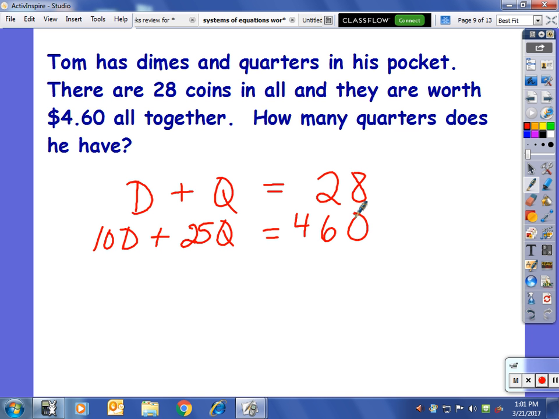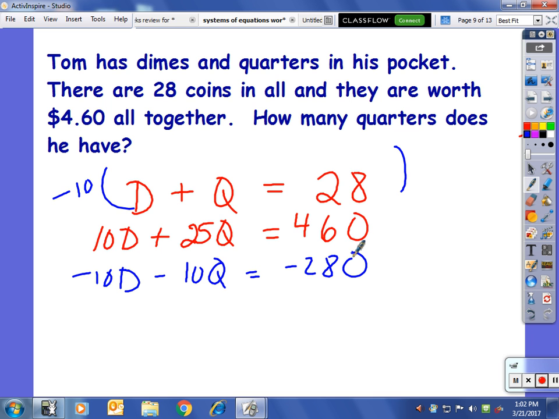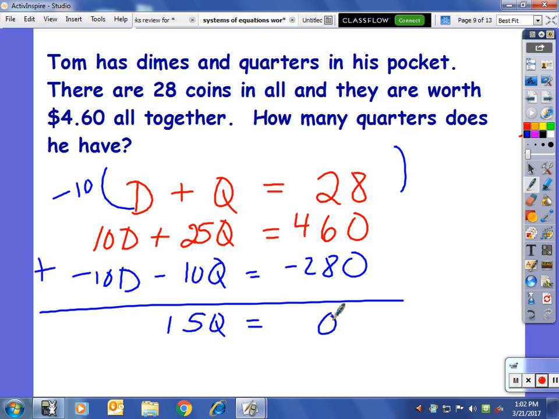Now, see how nice and easy this is, ready to go for the elimination method if you rig it a little bit. How could I rig it? Multiply by negative 10 to make the dimes cancel, or multiply by negative 25 to make the quarters cancel. I agree, negative 10 is probably going to be easier. That would give me negative 10D minus 10Q equals negative 280. And now when I add up my two equations, the dimes cancel right out. I'm getting 15Q equals 180. And use your calculator. What's 180 divided by 15?